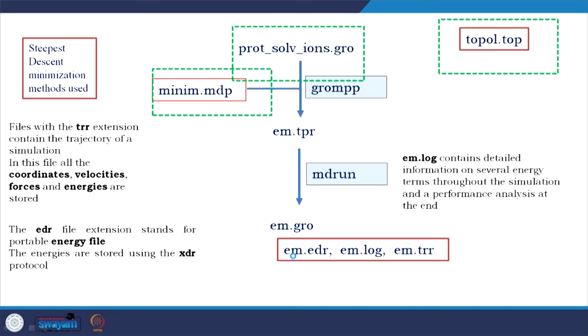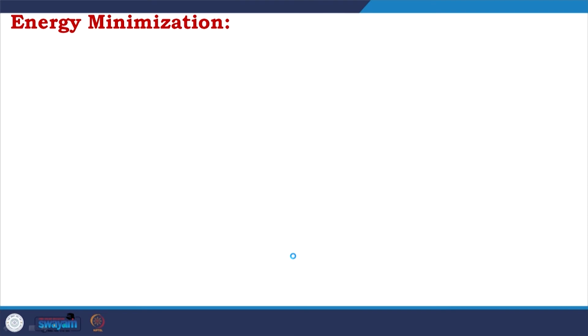The em.log file contains detailed information on several energy terms throughout the simulation and then a performance analysis at the end, which we will see in the analysis part. The .gro file contains the coordinates of the final configuration of the system. So, now we minimize it. Let us take a look at what happened.